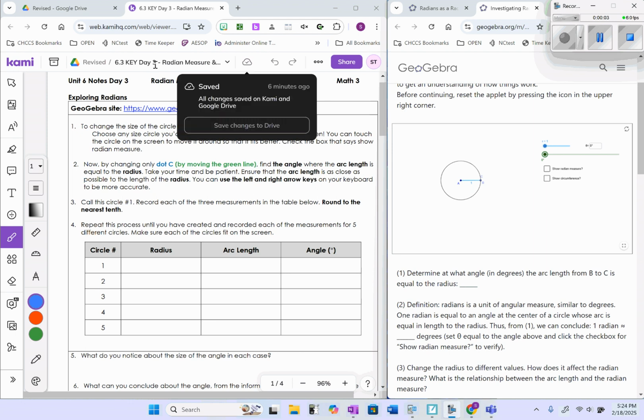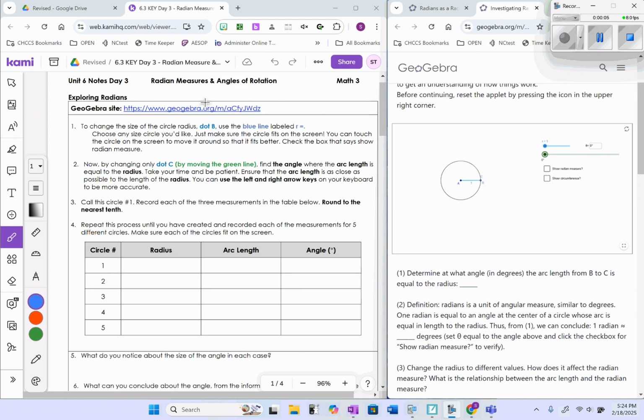Today we're looking at radian measures and angles of rotation. So you're going to go to that link in Google Classroom and fill out this first page. When you're done, you can unpause the video and come back.